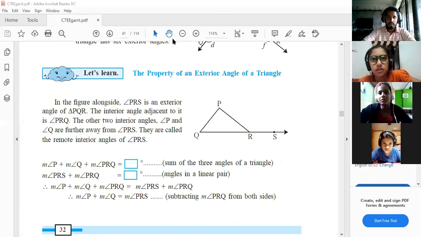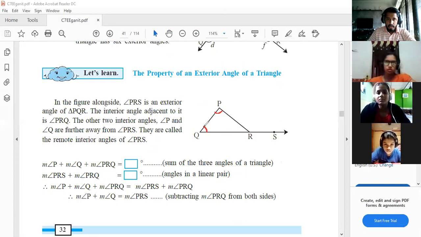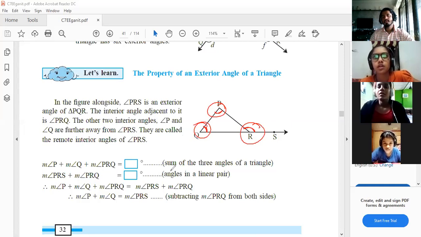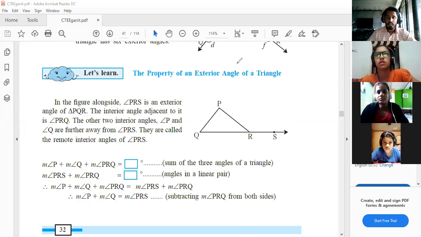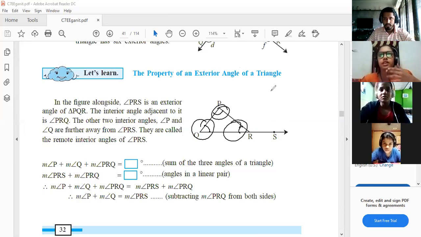see what you wrote. Angle P plus angle Q, that is this angle plus this angle, is equal to angle PRS. Same thing. So the exterior angle is equal to the sum of these two angles. Easy. And one more thing we learned just now on our previous page: the sum of all angles of a triangle, how much is it? We just learned, 180 degrees. Yes, 180 degrees.